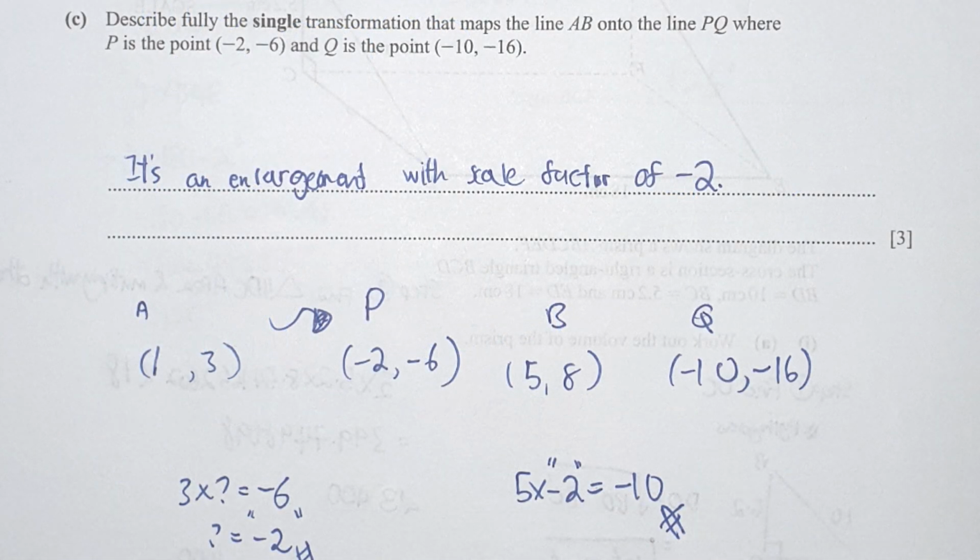Question C. After comparing point A to P and point B to Q, you can immediately identify that there's a scale factor involvement, because for 1 to get to negative 2, it is being multiplied by negative 2. So this is actually an enlargement with a scale factor of negative 2, and it is from the origin.